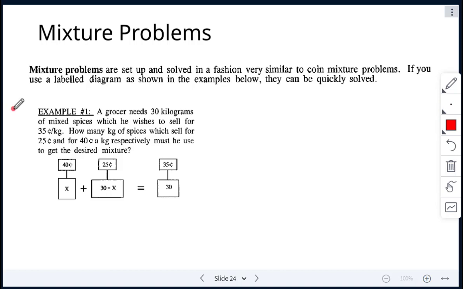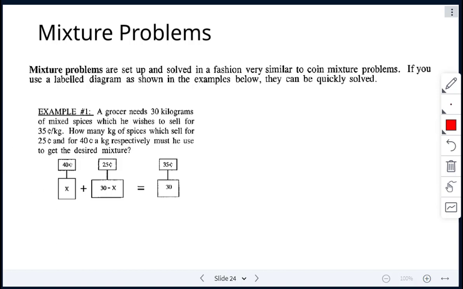A grocer needs 30 kilograms of mixed spices, which he wishes to sell for 35 cents per kilogram. How many kilograms of spices, which sell for 25 cents and 40 cents a kilogram respectively, must he use to get the desired mixture?